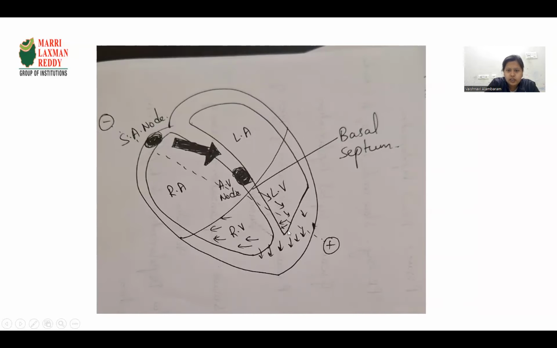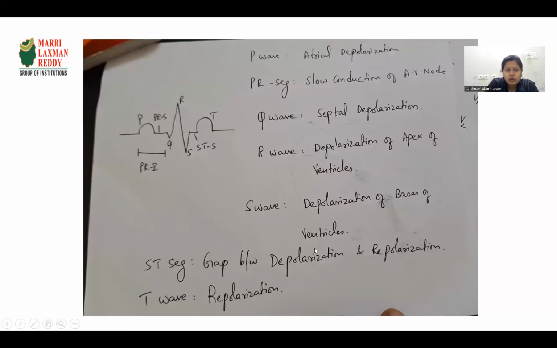So here you can see that it is moving towards the bottom. Your ventricular apex is getting depolarized. That is positive charge strongly moving towards the positive charge. You get a positive deflection. Coming to this S wave, the negative deflection. S wave is depolarization of the bases of the ventricles.